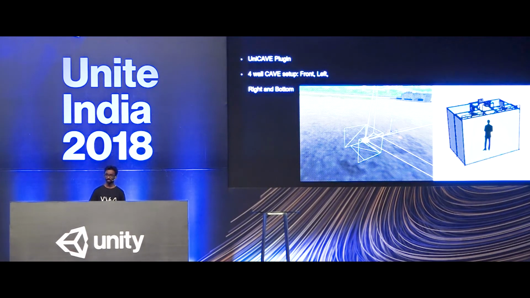And the setup that we were using was a 4-camera setup. Basically, the left wall, right wall, front wall, and the floor. So these 4 walls were being projected with the image. Each wall had 2 cameras, one for the left eye, one for the right eye, because the whole setup was stereoscopic. As a result, we had overall 8 cameras within Unity that were projecting onto the environment.